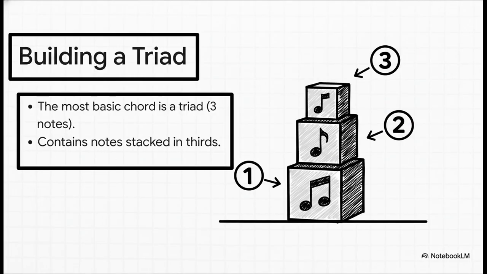The most basic type of chord is something called a triad, simply because it has 3 notes, and it's actually pretty easy to build. You start with a bass note, which we call the root. Then you stack another note on top of it, specifically a third. And finally, you add a fifth to complete it. This simple structure is the foundation of almost all the harmony you hear in Western music.